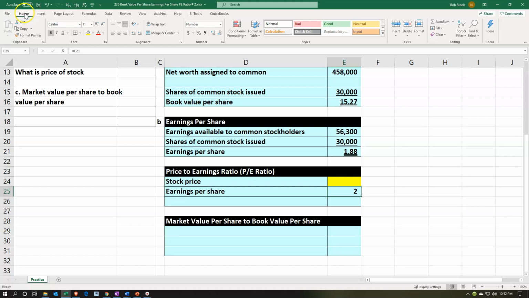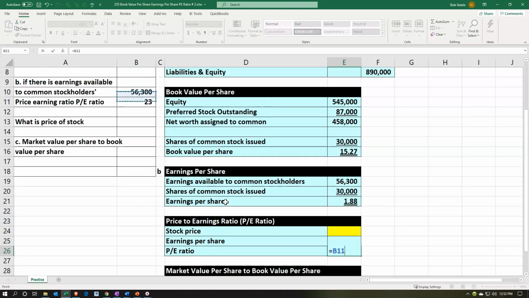In other words, Home tab, Numbers, let's add a couple decimals. And that's going to give us our PE ratio. So then this they gave us, which equals the 23.